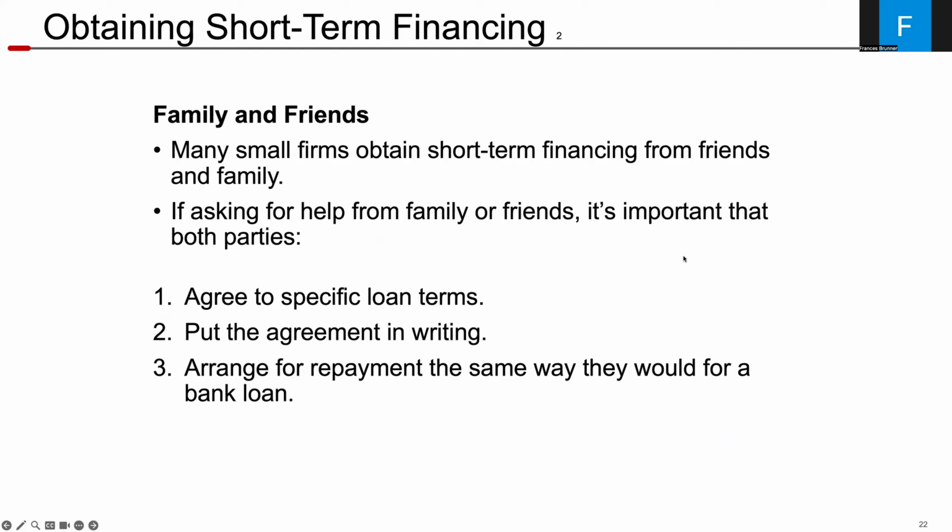If you're looking for short-term financing, one option might be to use family and friends. Now, I strongly suggest against this option if you have other ways available. But if you do choose to accept help from family or friends or give help to family or friends, it's important that you treat it as you would any other loan. Make sure that the terms are spelled out. Make sure that the loan agreement is put in writing and that you guarantee or they guarantee the repayment schedule the same way you would for a bank or a private entity.